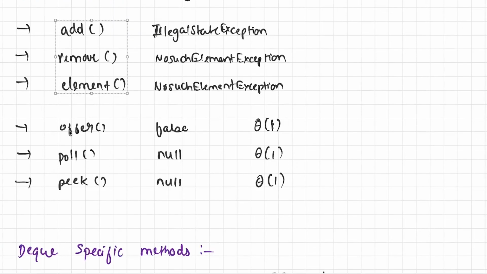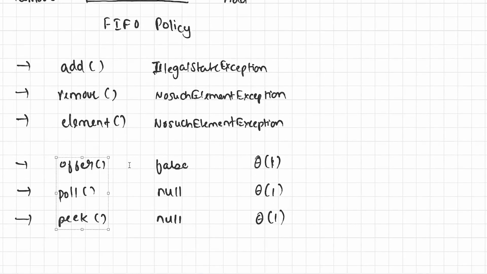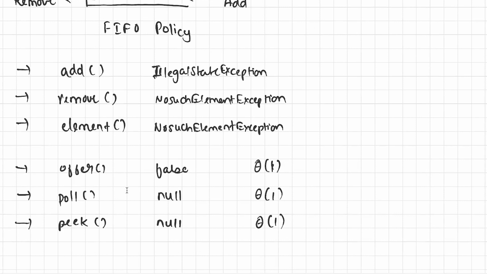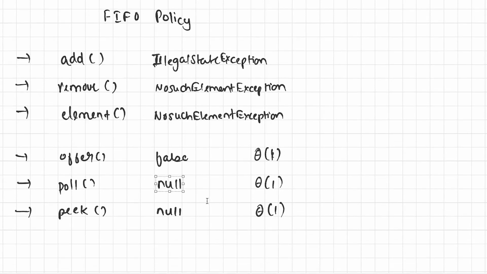But on the other hand, these methods are developer friendly methods. So let's say the queue is full and you are calling offer method. Instead of throwing an error, it simply returns false. That means the queue is full and you cannot add new element to it. In case of poll, if the queue is empty and you are calling poll over that queue, instead of throwing error, no such element exception, it simply gives null as a return value. And this null indicates that the queue is empty. Similarly, if you call peek, if the queue is empty, then this also returns null as return value.